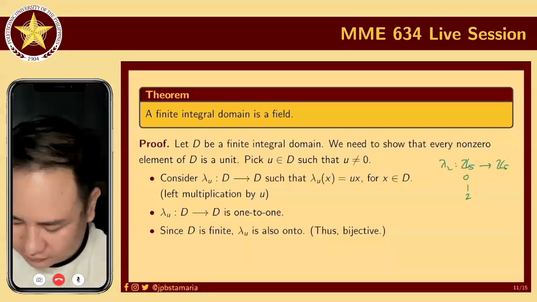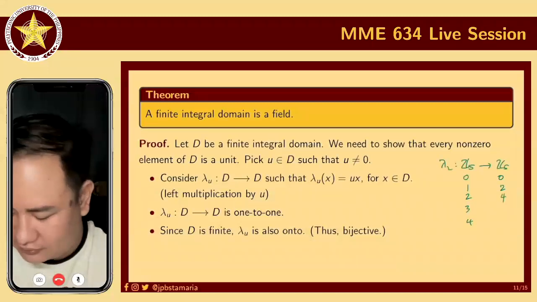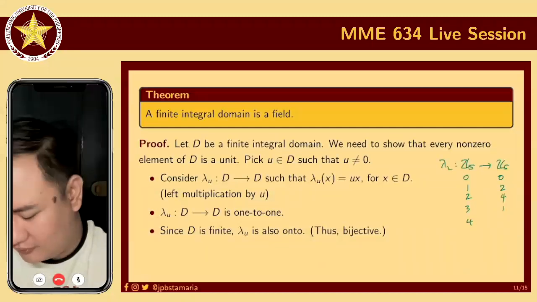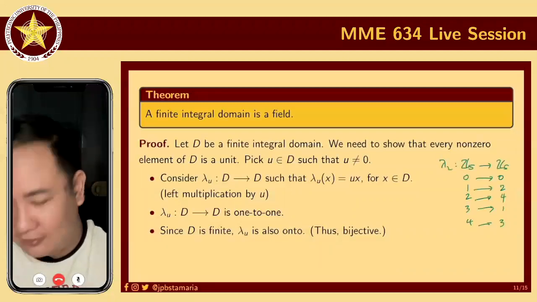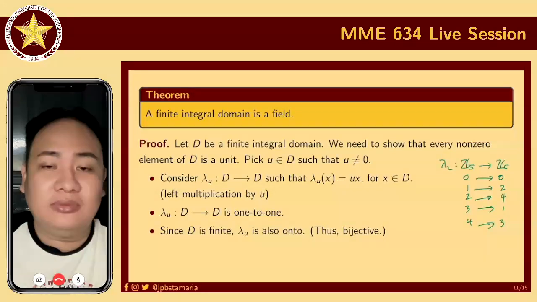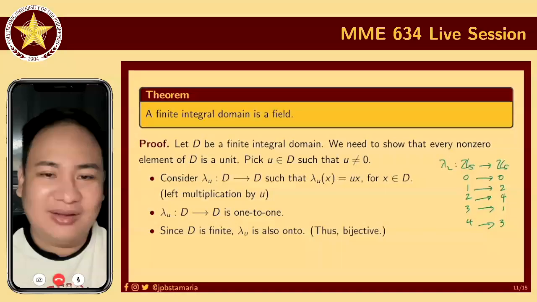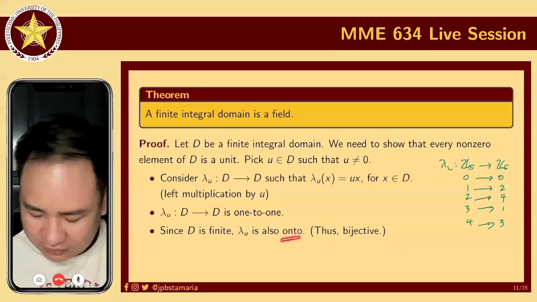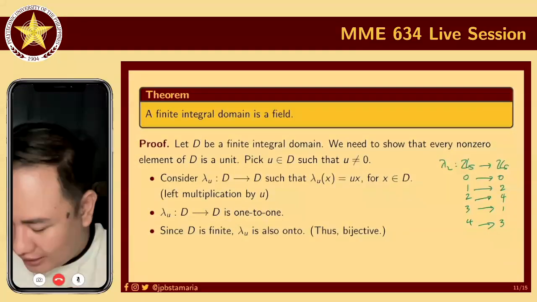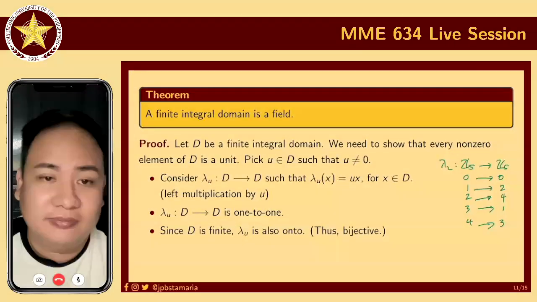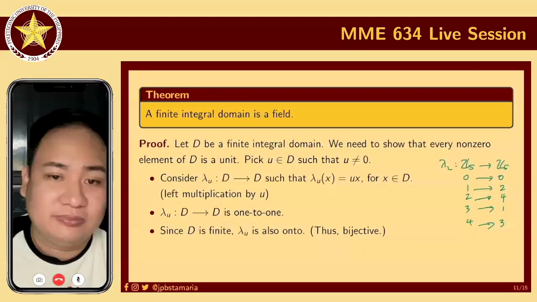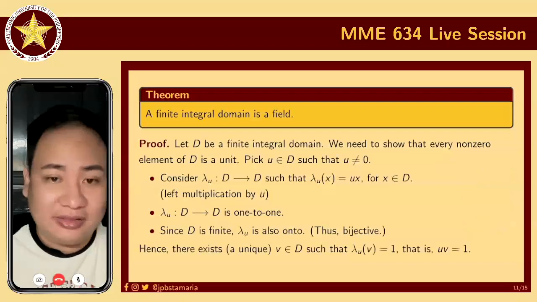1 times 2, 2 times 2 is 4, 3 times 2, 2 times 3 is 1, 2 times 4 is 3. Nakita nyo, no? May umulit ba sa images? Wala. So, kung walang uulit, finite yan, ito yung magagawa ng finiteness. Kung finite lang yan, ibig sabihin ng onto, ulit, yung 1 to 5, 0 to 4, mag-a-appear lang siya at least once dun sa mga images. In particular, si 1 ay mababanggit.